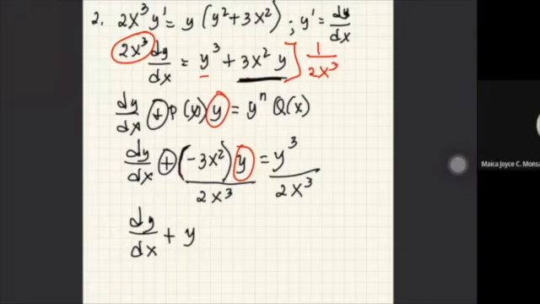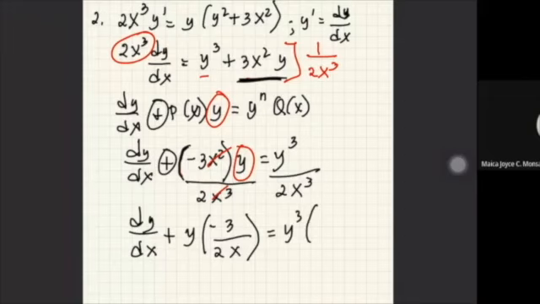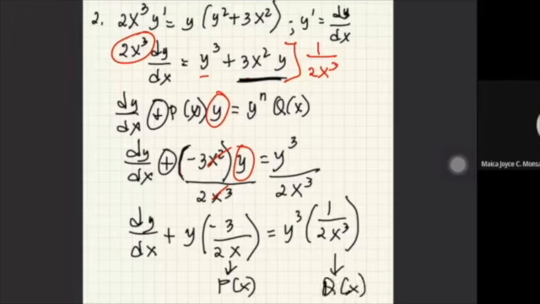Tapos yung p of x. Which is, mag-cancel to, no? Meron tayong negative 3 over 2x. Okay, so this would be y cubed. And then meron tayong q of x na 1 over 2x cubed. This is our q of x. Our n is 3. And we will convert this to PR of x.